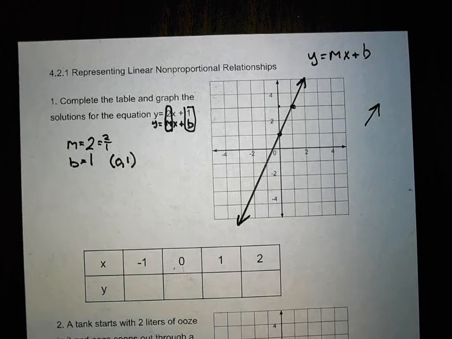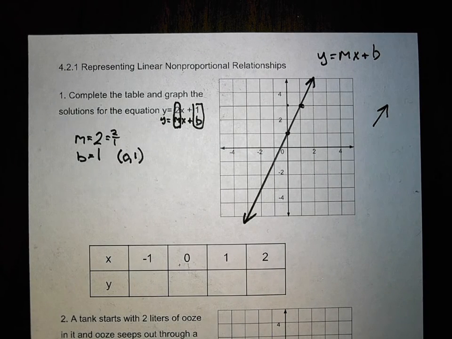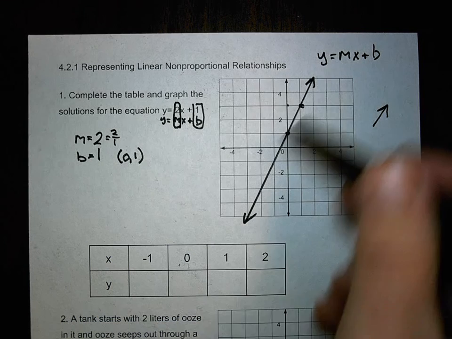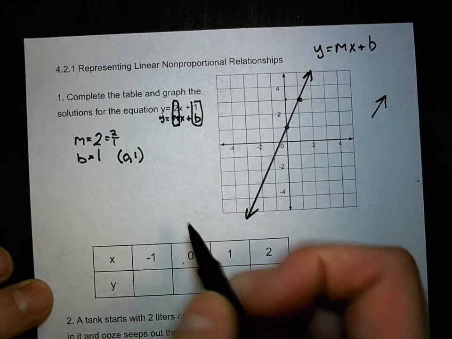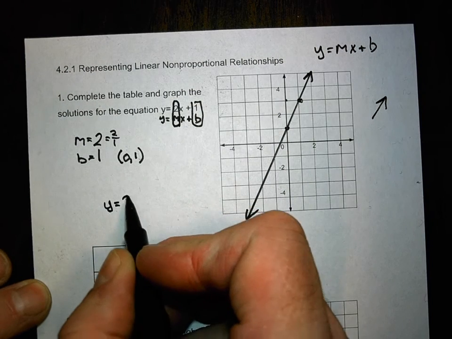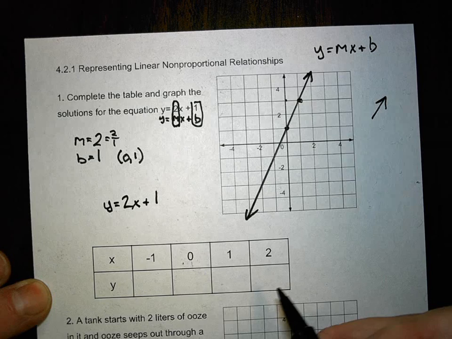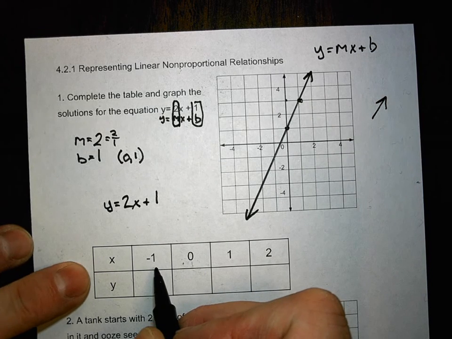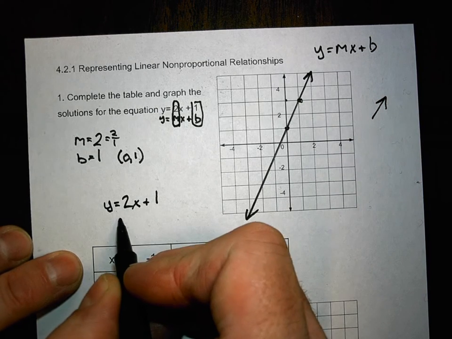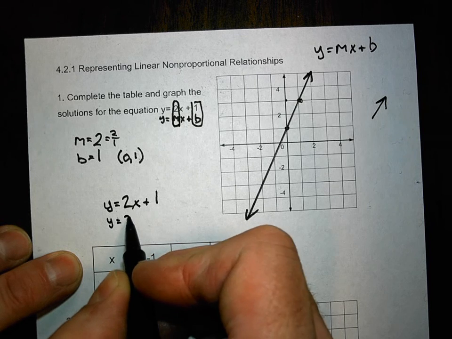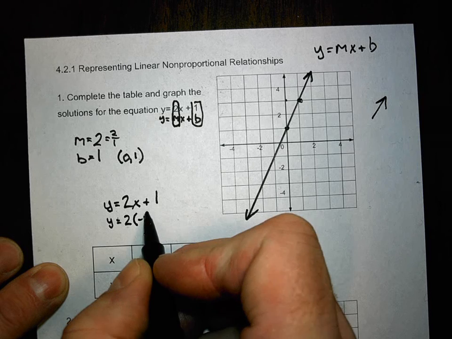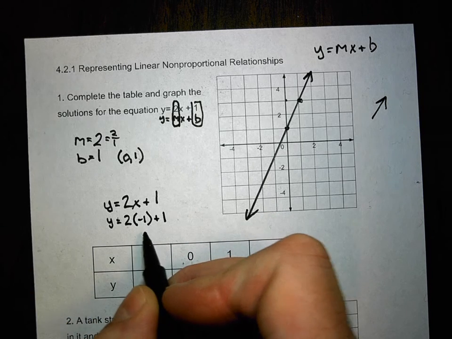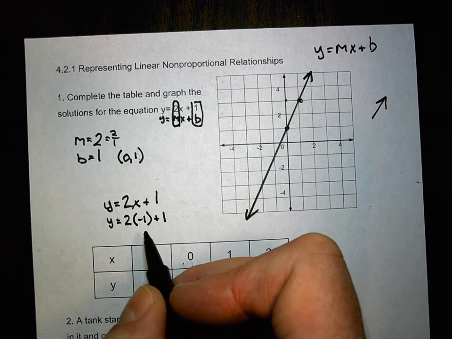Now, the problem required not just that we do the line, but it also wants us to fill in the table. Now, I could do the table off my graph, but I'm going to do it a little differently. We're going to apply the equation. Our equation is y equals 2x plus 1, right? Well, down here it says x is negative 1. What I do is I go up to my equation and say y equals 2 times negative 1 plus 1. What's 2 times negative 1? Negative 2. What's negative 2 plus 1?